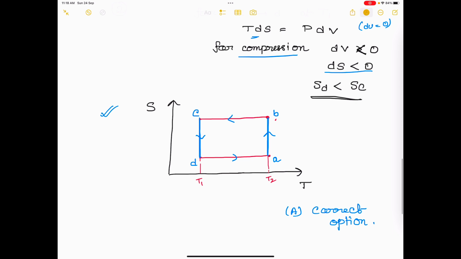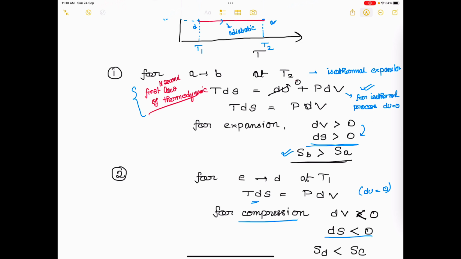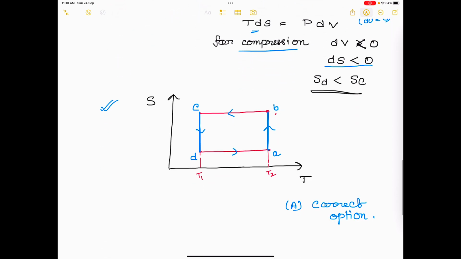Therefore, A has lower entropy than B, which we have established: S of A is less than S of B, which is clearly seen from here, and this line which is parallel to the S-axis is nothing but the isothermal. So we can write this as isothermal expansion, whereas this will be an adiabatic expansion, because in an adiabatic process entropy is constant, so this should be like this. Now this is isothermal compression.